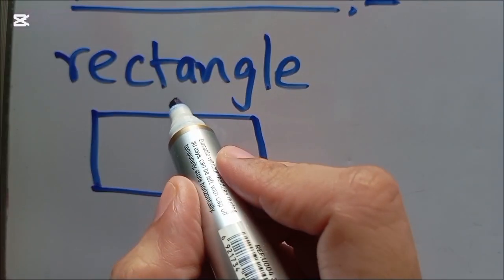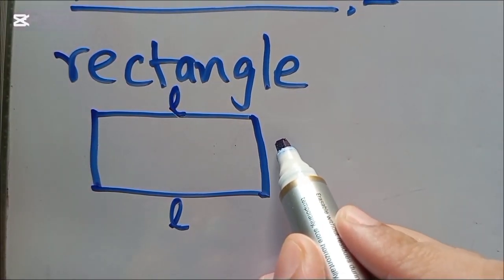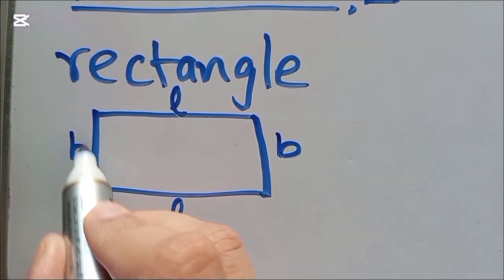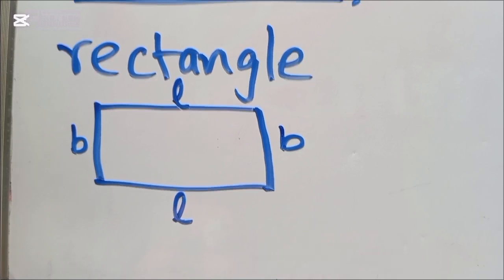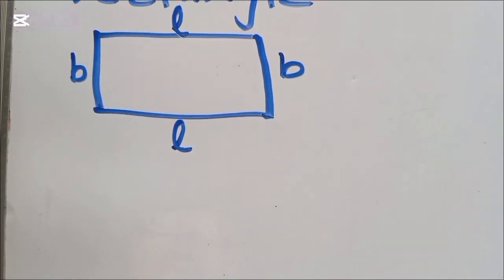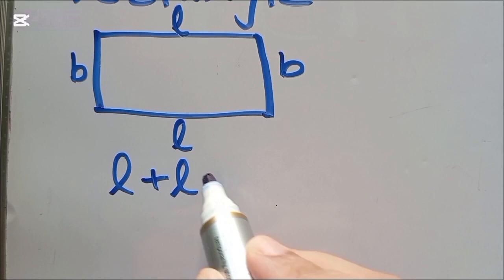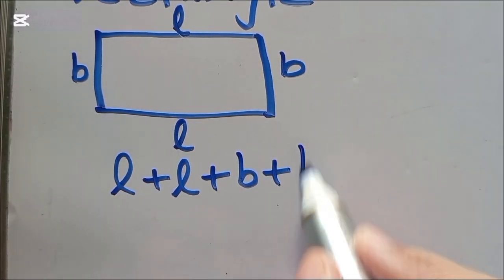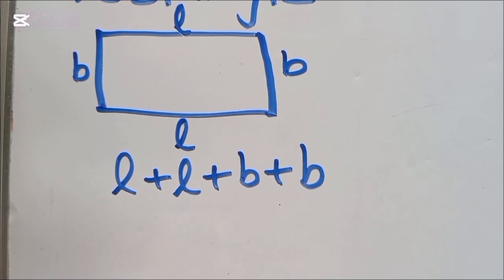Let's name it L for the length and B for the width. Then what is the perimeter formula? It is basically adding all the lengths and widths. So it is like length plus width plus length plus width. Or you can also name it with W, whatever you want. Any symbol you can take for the width.